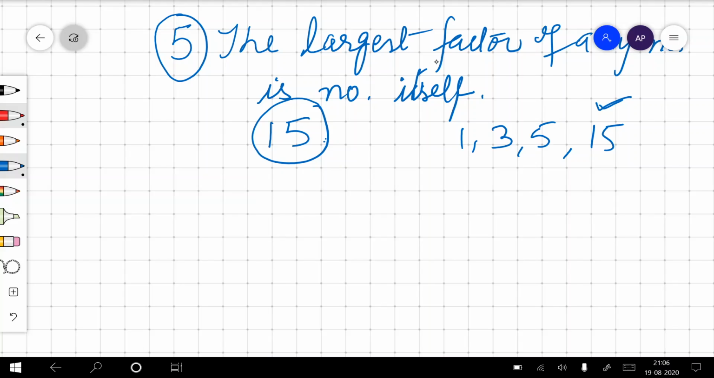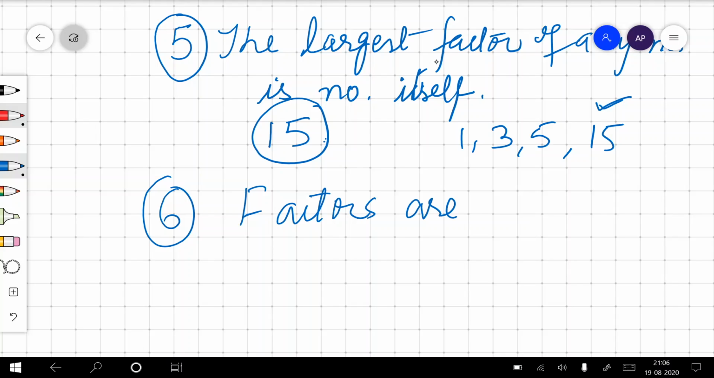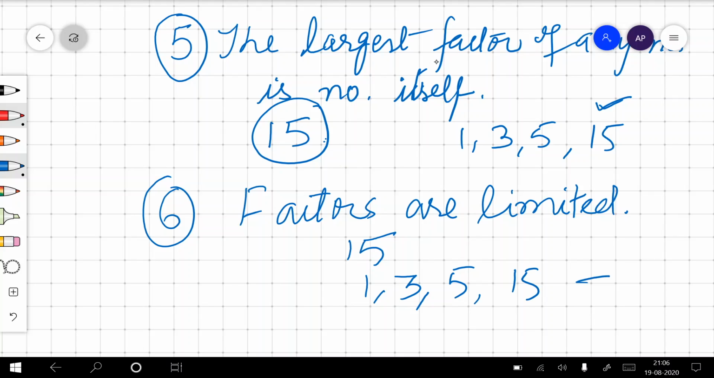Now, the sixth property is that factors are limited. What is the meaning of this? It means we can count how many factors a number is having. Like I have given you already the example 15. 15 is having factors 1, 3, 5, 15. It means 4 factors. 1, 2, 3, 4. 4 factors are there only.